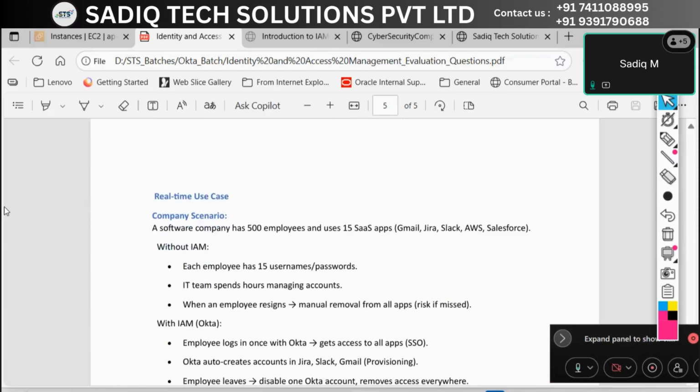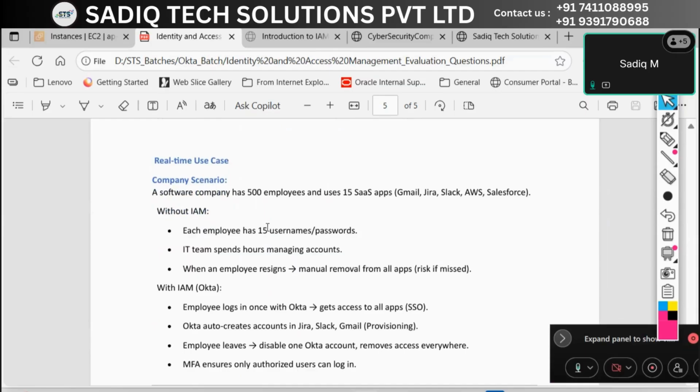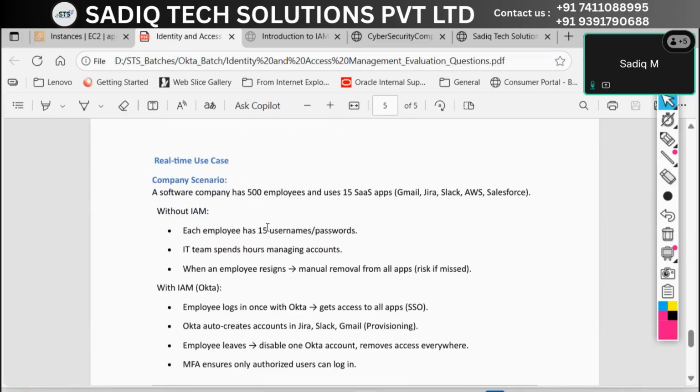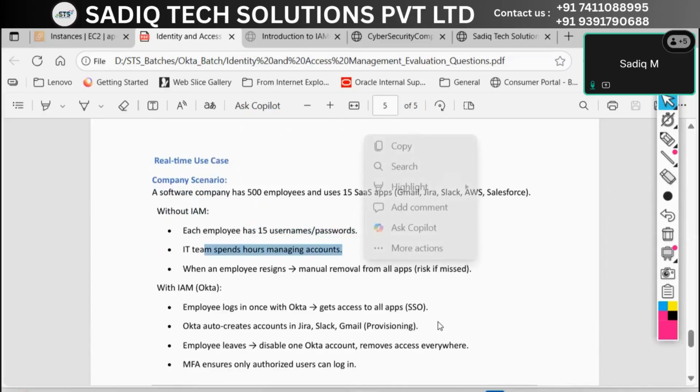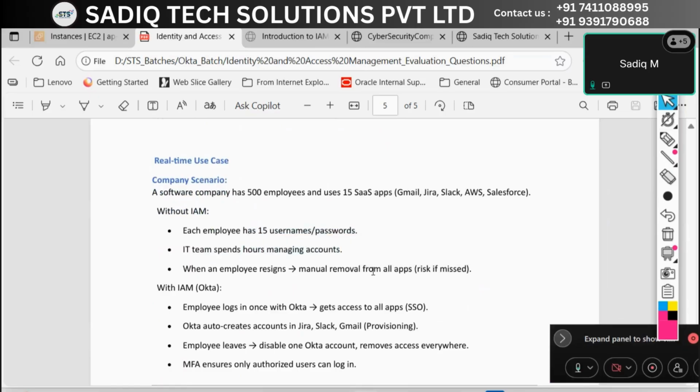Real-time use cases: a software company has 500 employees and 15 SaaS applications, let us assume Gmail, Jira, Slack, AWS, Salesforce. Without IAM, each employee has 15 usernames and passwords. The IT team spends hours managing accounts. When an employee resigns, there is manual removal from all the apps, as we just talked about.